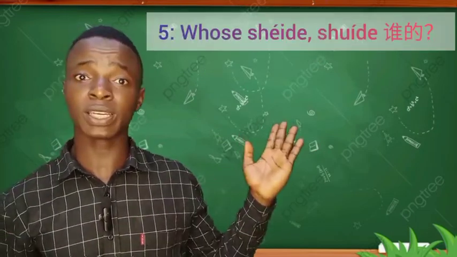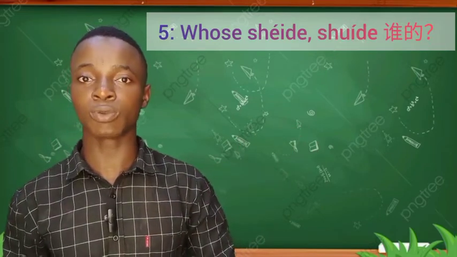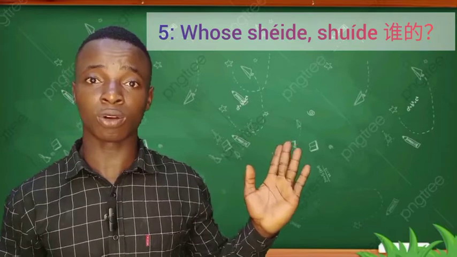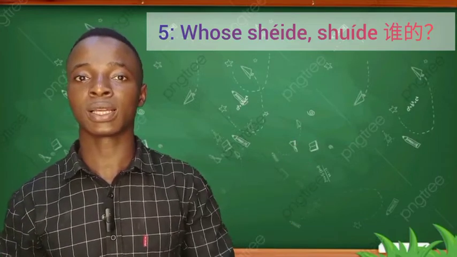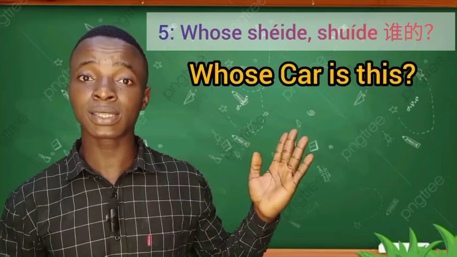Let's see the fifth one. The fifth question is, whose? I will say that it also has two ways to pronounce them, which is 谁的. Then we asked a question, whose car is this?